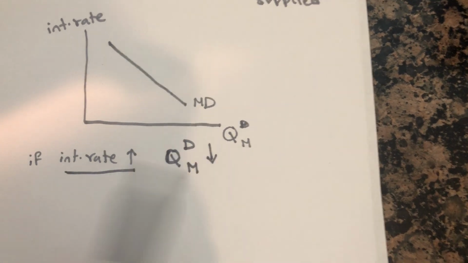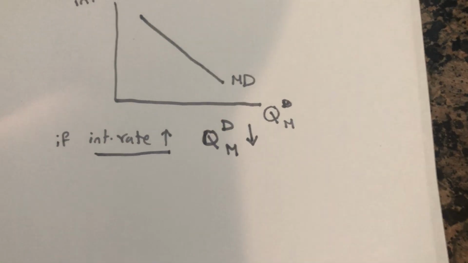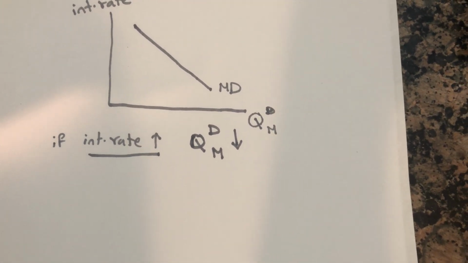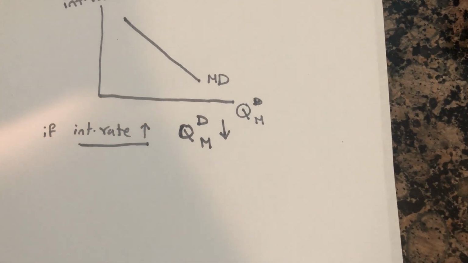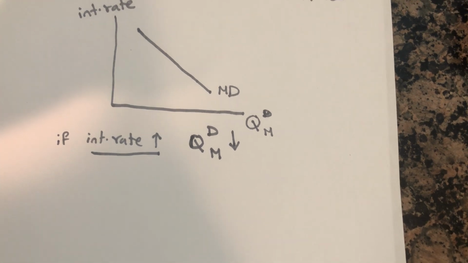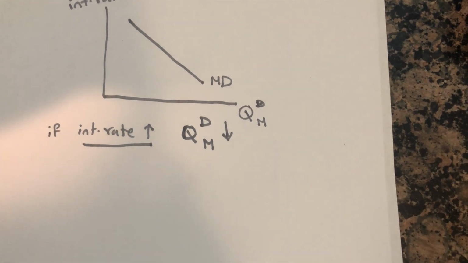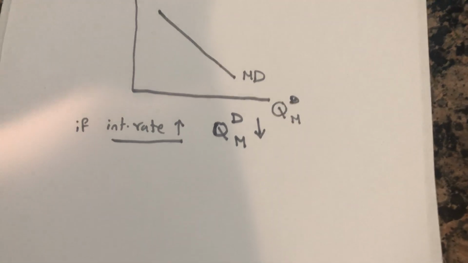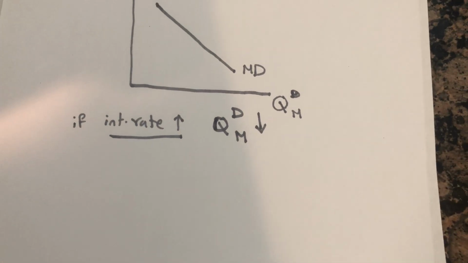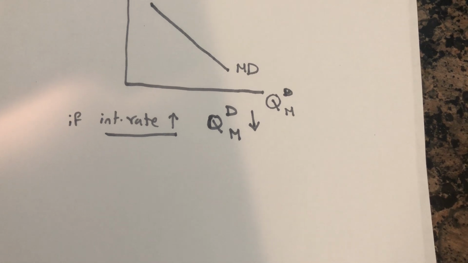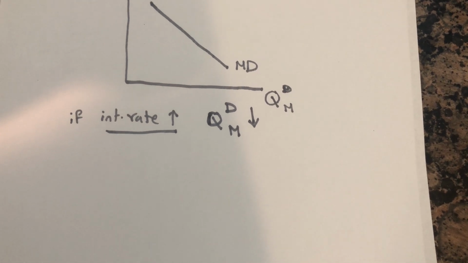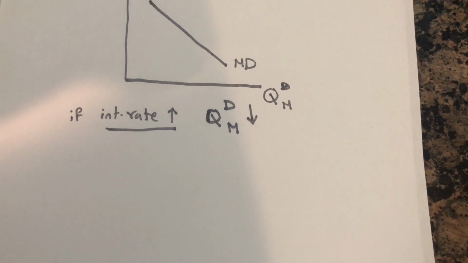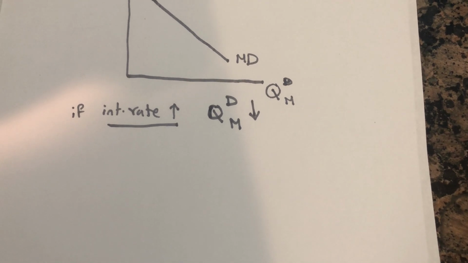You have opportunities outside in the stock market, in the bond market. So instead of holding your money in the bank, let's say in your checking deposit or in a pillow at home, it's better to buy a stock, to buy bonds, because you are going to make more money. So if the interest rate is higher, you are going to hold less money, so your quantity demanded for money will go down.